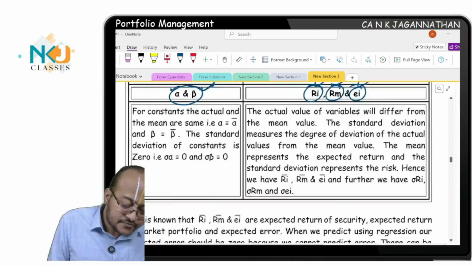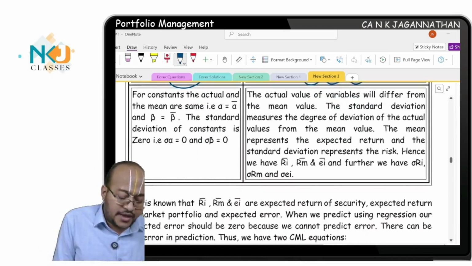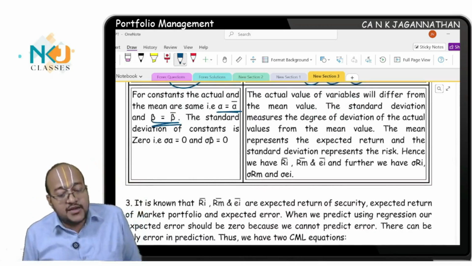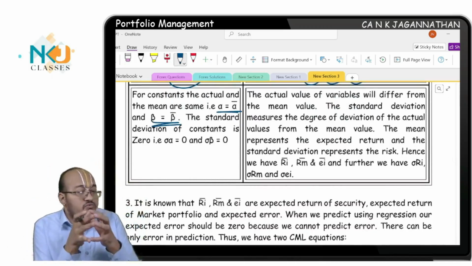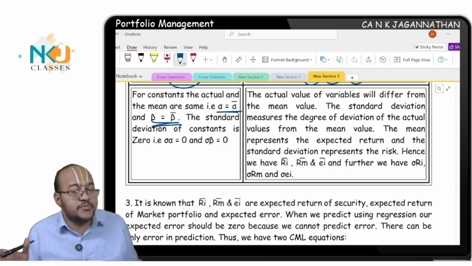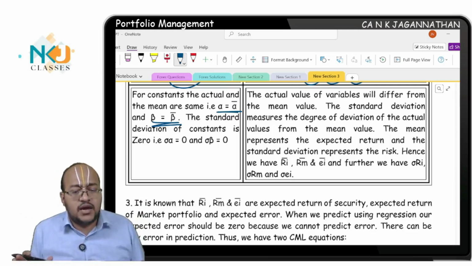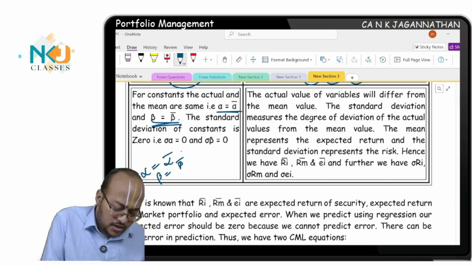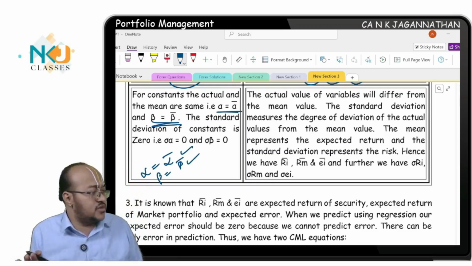Now, for a constant, the actual and the mean are the same. Why? That's why they are constant. You tell me why the name constant comes, because there will be no variability. There will be no variation from the mean. The constant will remain same. Hence alpha is equal to alpha bar, beta is equal to beta bar. Both are one and the same. There is no issue there.